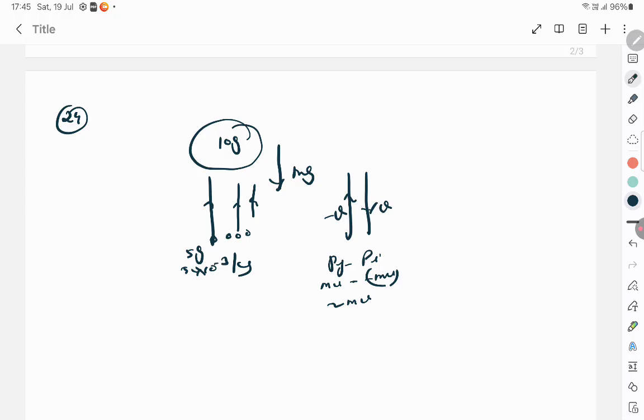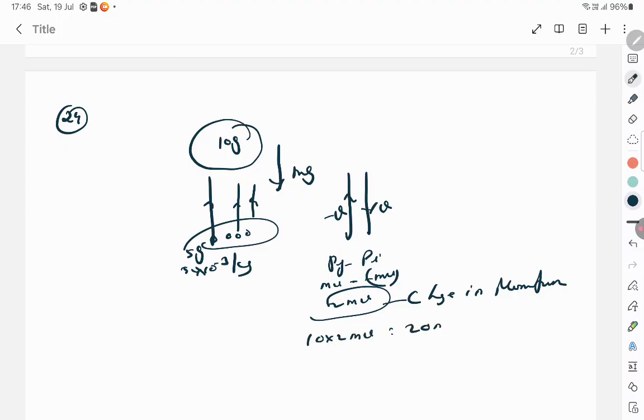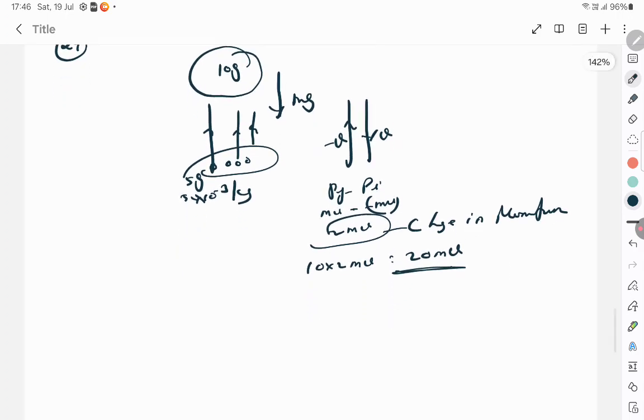So then you get 2mv to be the change in momentum of the marbles. Now, how many marbles are there? There are 10 such marbles. So the total change in momentum is 10 into 2mv, which is 20mv, the change in momentum of all the marbles. And you're considering it per second. You're considering time to be 1 second, it's all happening per second.